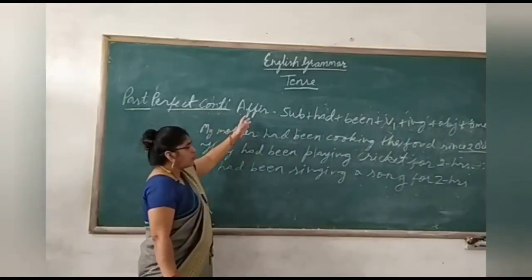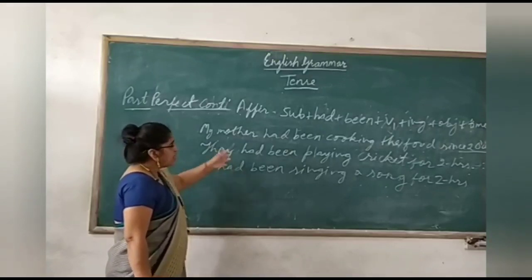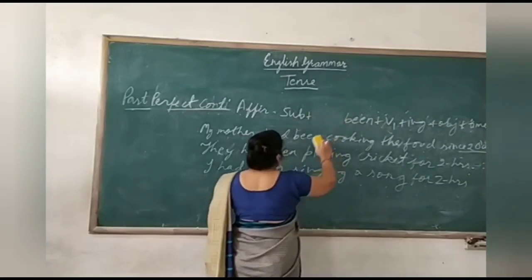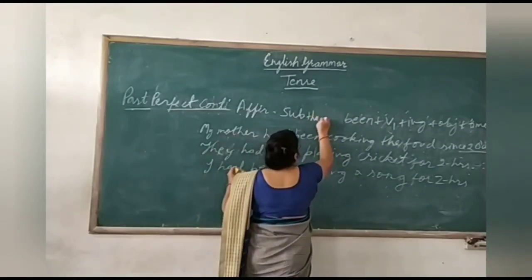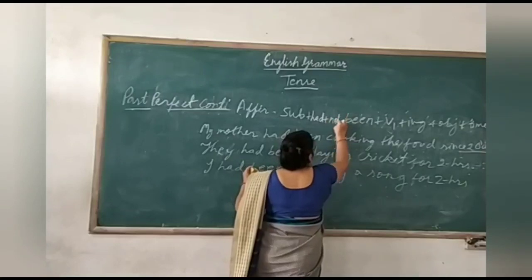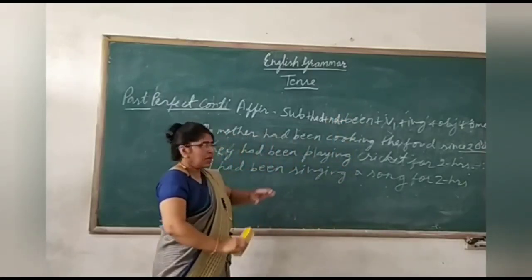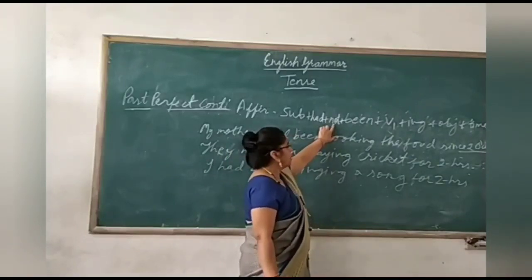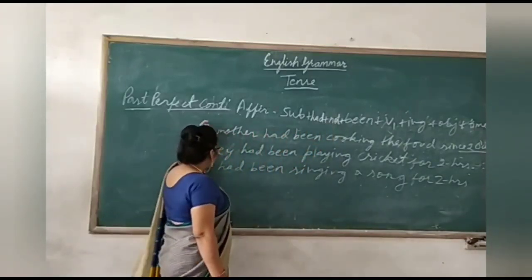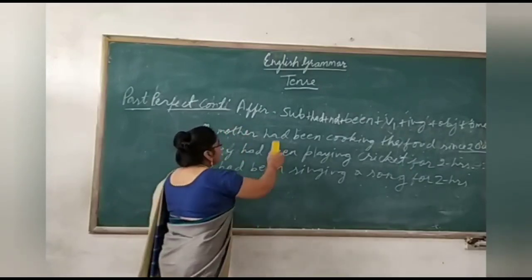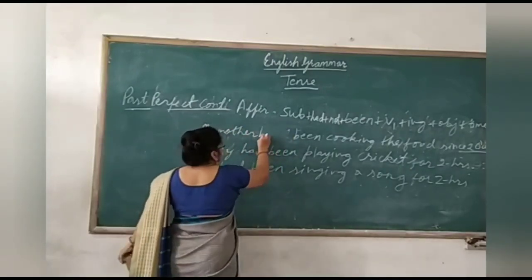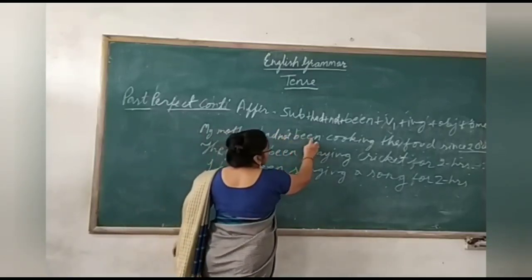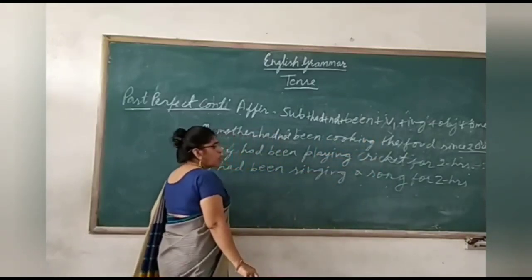And if we want to convert the same sentence into negative, only one word you have to add. Where will you add? After had. Then you have to write here not. Clear? This will be the structure. You have to write only one word, that is not, to convert into negative. Here then in these three sentences, where will you put not? After had. See here. My mother had not been cooking the food since 2 o'clock.